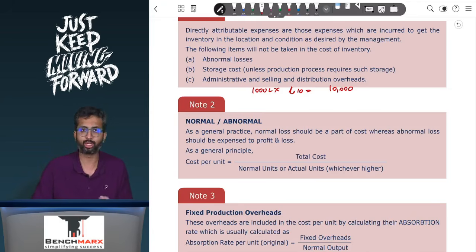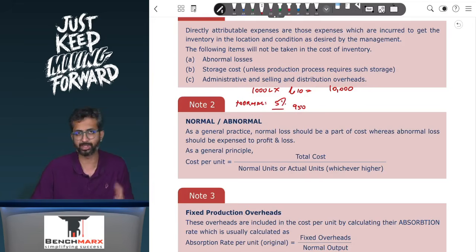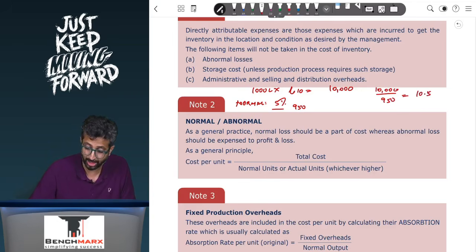However, in this particular case, it is very much possible that, let us say, you expected a normal loss of 5%. That is, when I purchase 1000 liters, I expect that I will receive only 950 liters, and hence there's a 5% loss, that is 50 liters of normal loss, in which case my cost per unit will be 10,000 divided by 950, which will come to around 10.53. This is my cost per unit.